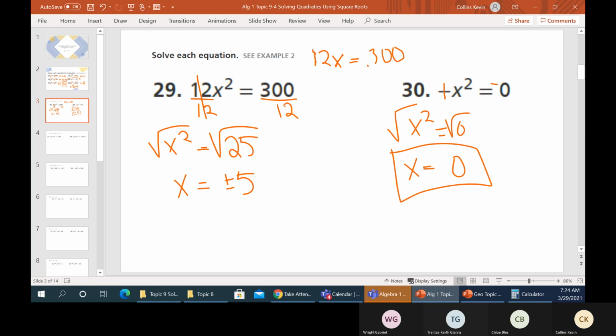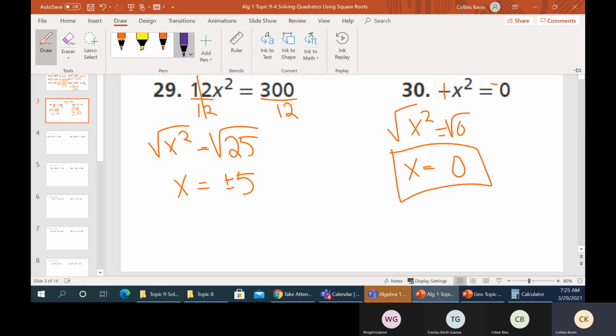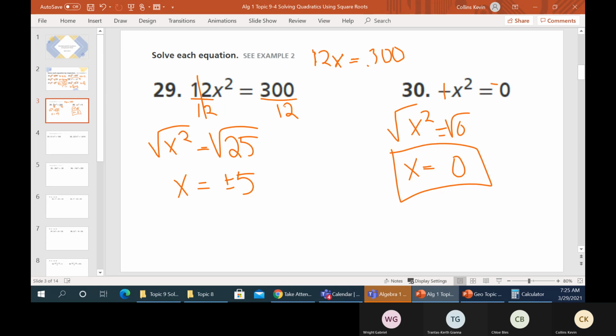Okay? Can't take the square root of a negative number, but 0 is not negative. It's not positive either, I know, but so that's cool. That one's okay. So just a little something to keep in mind. Questions? Good so far? All right.